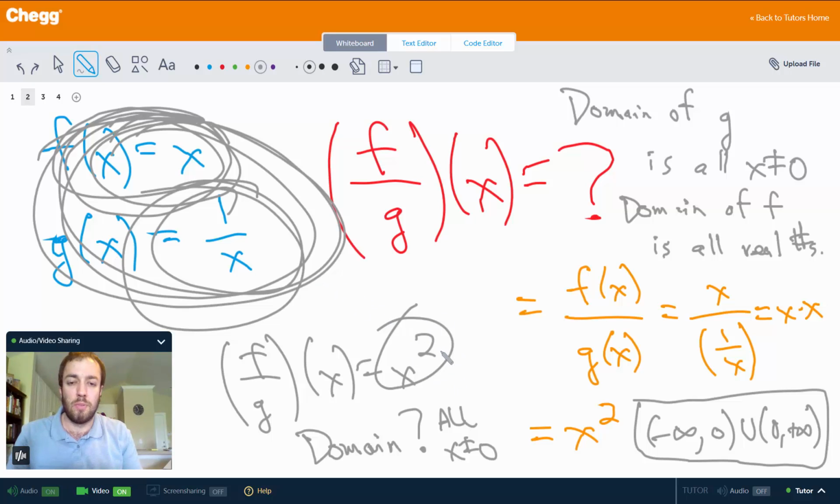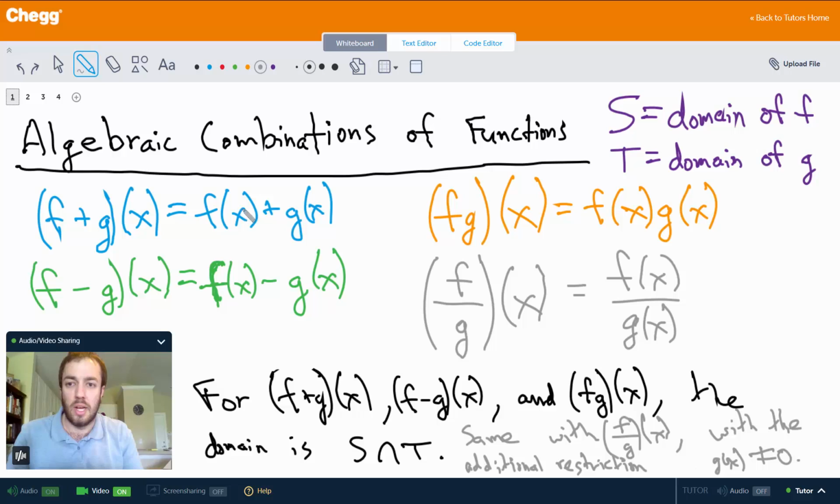All right, so this has been an example of finding the domain of a quotient function. And before that, we also talked about algebraic combinations of functions in general and their domains.